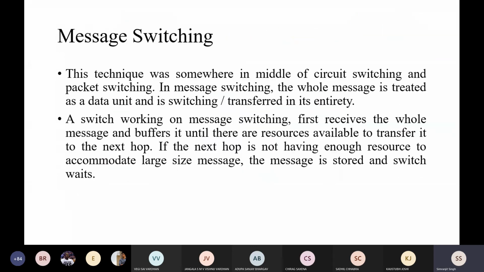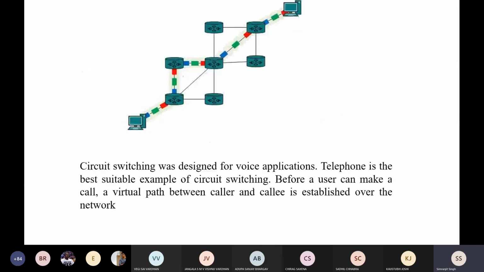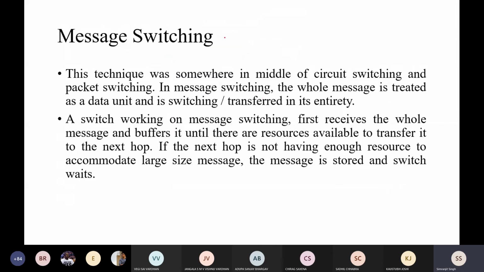I'll upload the PPT also on the LMS, so you can refer to this one also. So another one is your message switching. Message switching is again very similar to packet switching. It has the feature of store and forward. It can store the message in different network devices, and it can put the message onto the link whenever it sees that the resources are free.